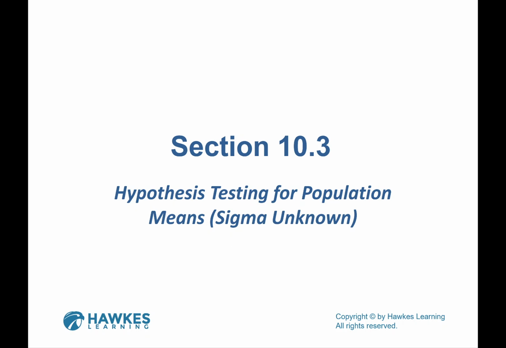All right, so 10.3, we are doing something really similar to what we did last time. We're doing a hypothesis test for means again, but this time we're getting rid of our assumption that we know the population standard deviation. So we're in a sigma unknown situation. And just like with confidence intervals, when we get away from knowing the population standard deviation, we're going to use a t test statistic, like we used a t critical value with confidence intervals.